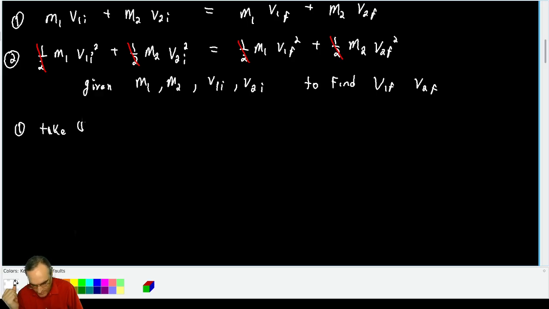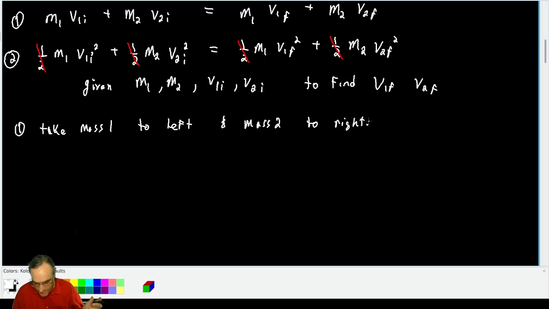First thing, we're going to take equation 1 and take mass 1, everything with mass 1, to the left, and mass 2 to the right. We're going to follow up by doing the exact same thing with the kinetic energy equation. So m1 v1 initial can stay where it is. We'll subtract the m1 v1 final over. On the other side, we'll be left with m2 v2 final, and we'll subtract the m2 v2 initial over.